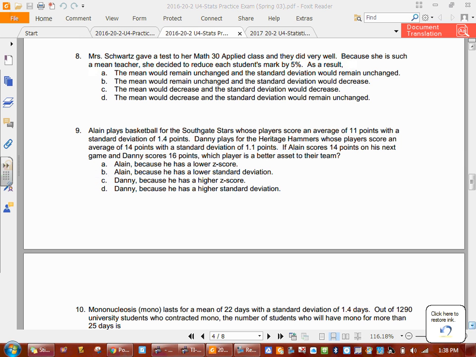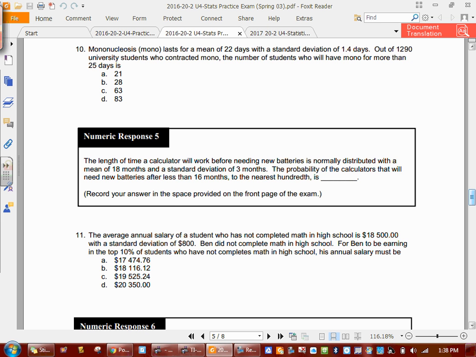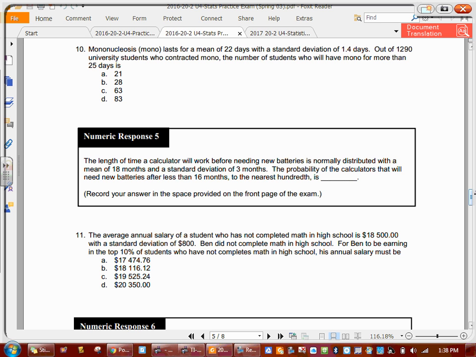We have model lasts for a mean of 22 days. Let's start labeling. We got mean with a standard deviation of 1.4. Out of this many students, so now we're talking students, whenever we want to find a total amount of something, whether it be bolts in a container or students in a class, you're always going to be using the probability number and then multiplying it by the people. So we need to be able to get to the probability number. That's what we need to score first.